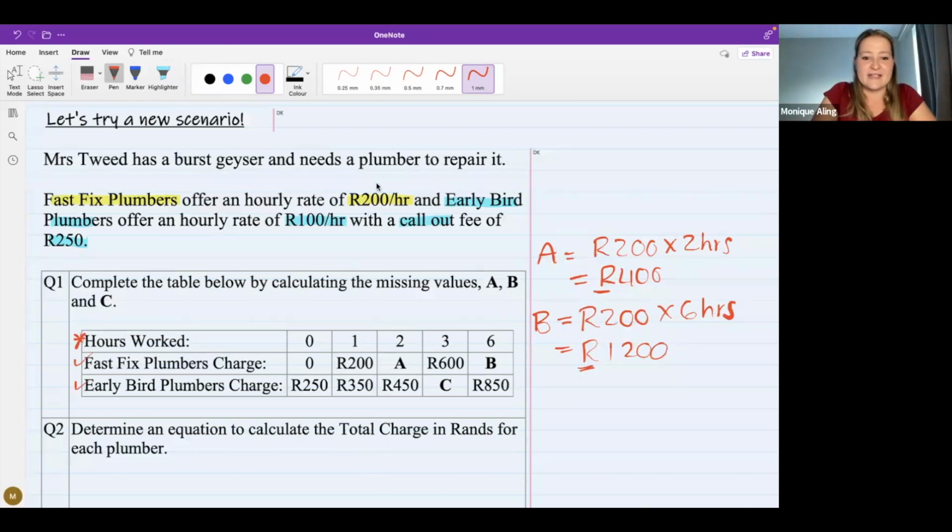Oh, okay. I see Plamedi said why 200? Because for A and B, we are looking at, sorry, let me match the colors. A and B, we are looking at Fast Fix. And if we look at the top here, Fast Fix says they charge 200 an hour. That's the only charge they have. So for every hour worked, it's 200. So now that it's 6 hours, it's 6 times 200.